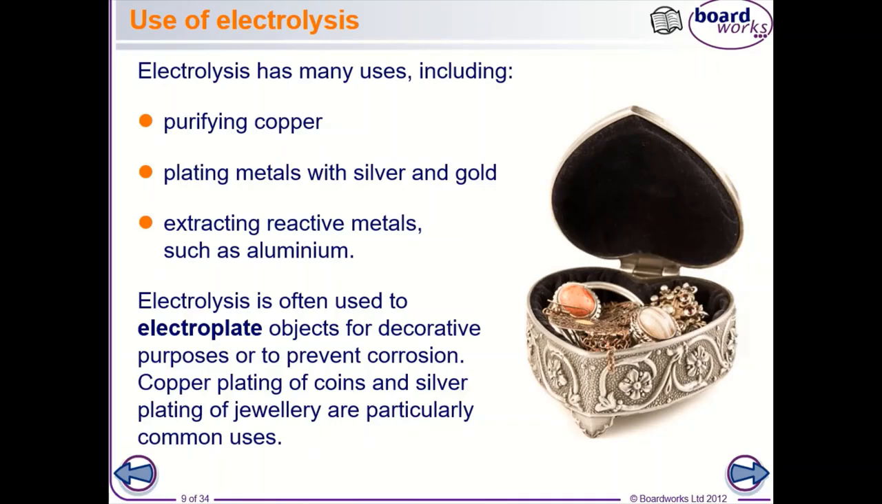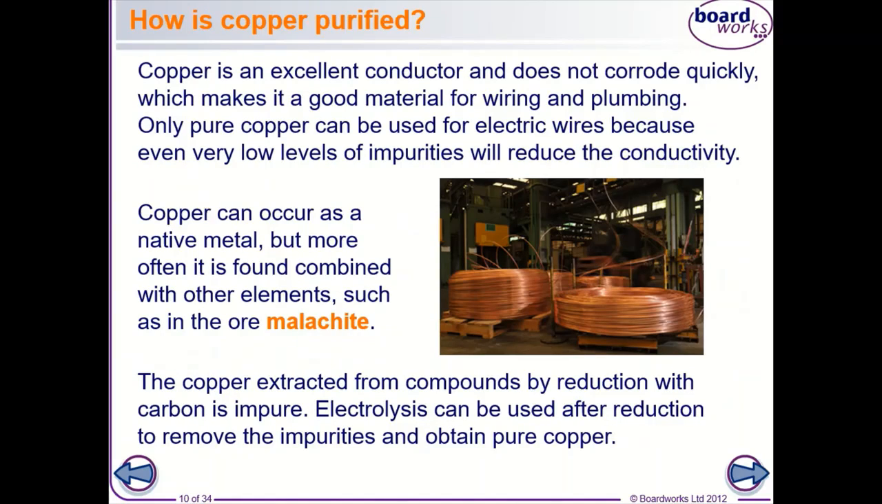You can plate iron with silver or with gold. And of course, a very good use for electrolysis will be the extraction of metal. We'll be looking at extraction of aluminium in the next lesson. But basically, we want to focus on this interesting part of electrolysis, which is the purification of copper.